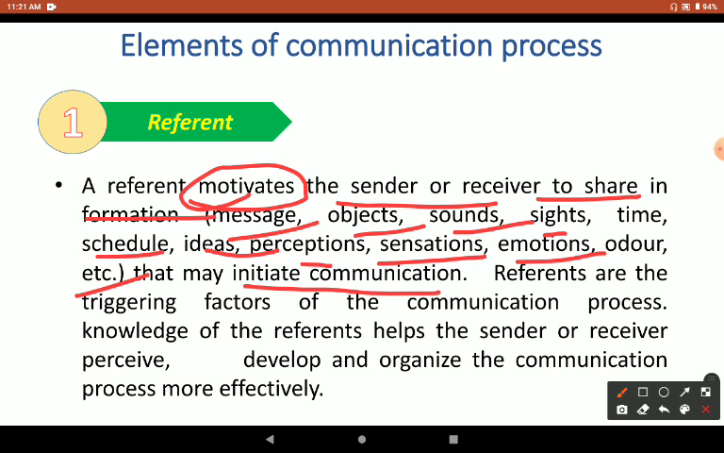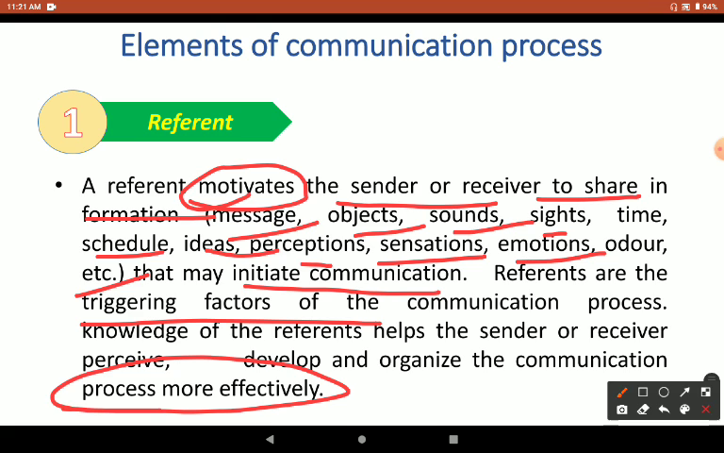They initiate the person to begin communication. The referent is a triggering factor for the communication process, and knowledge of the referent helps the sender to perceive, develop and organize the communication process more effectively. Okay.